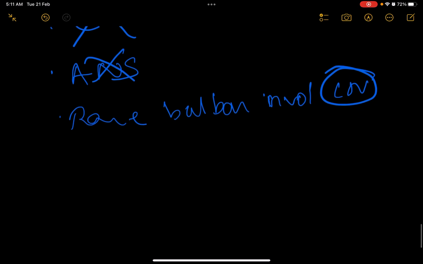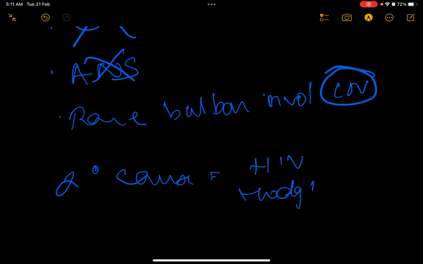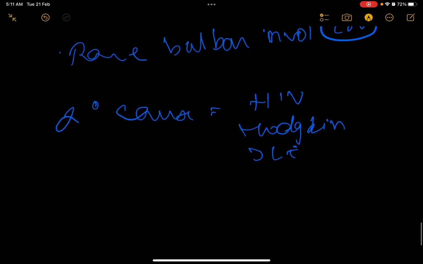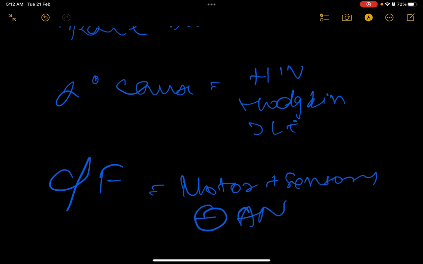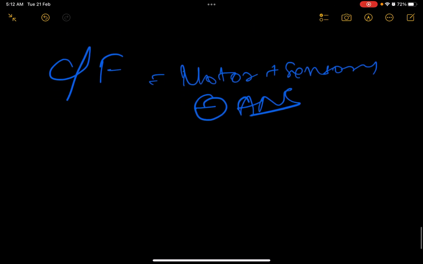Any secondary causes for CIDP? Well, you could say HIV, Hodgkin's, SLE, etc. What are the clinical features? Well, the clinical features are motor plus sensory minus ANS, no ANS. I am stressing on ANS because I want to make sure that you can differentiate it from GBS. It is an LMN lesion, yes, because there is areflexia.